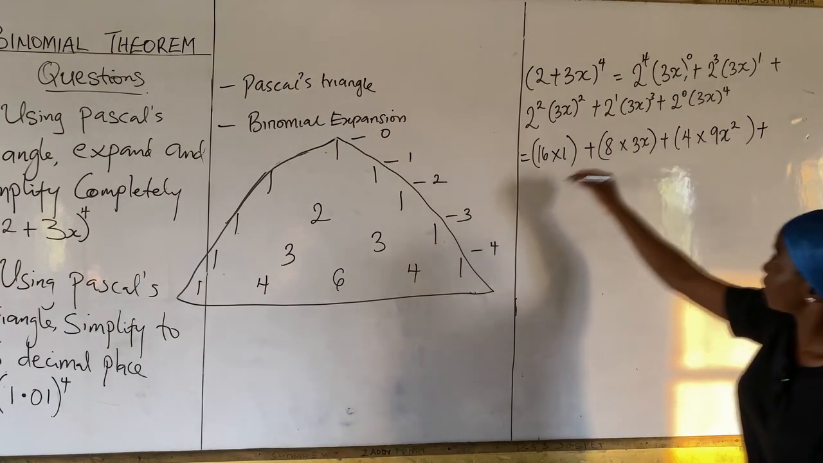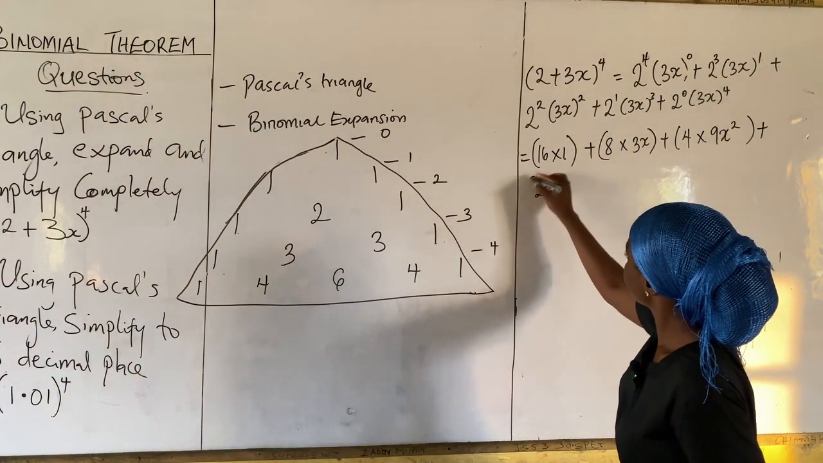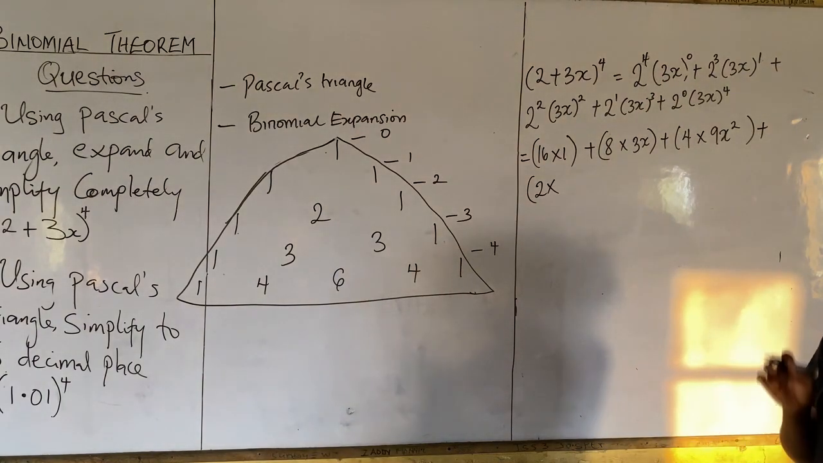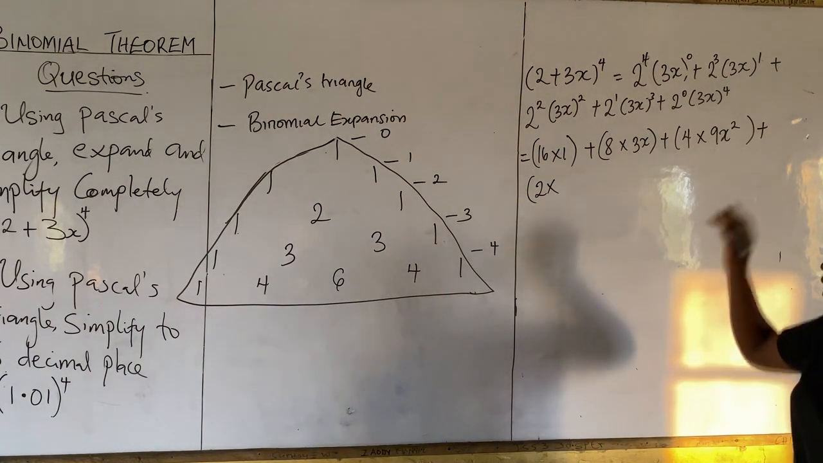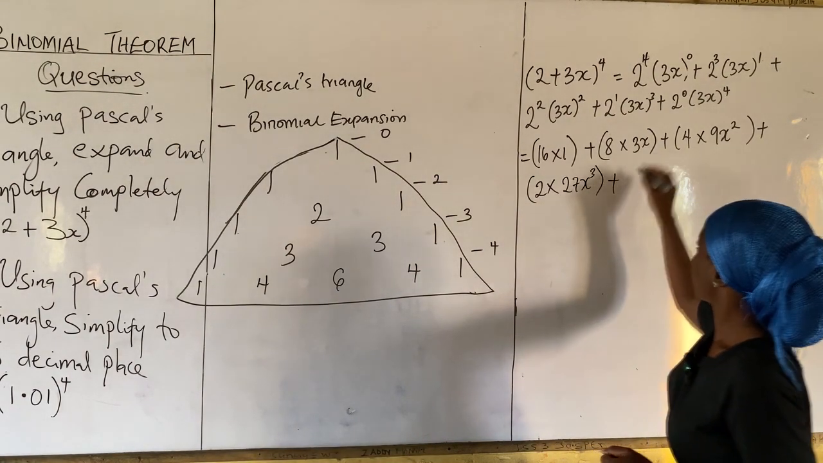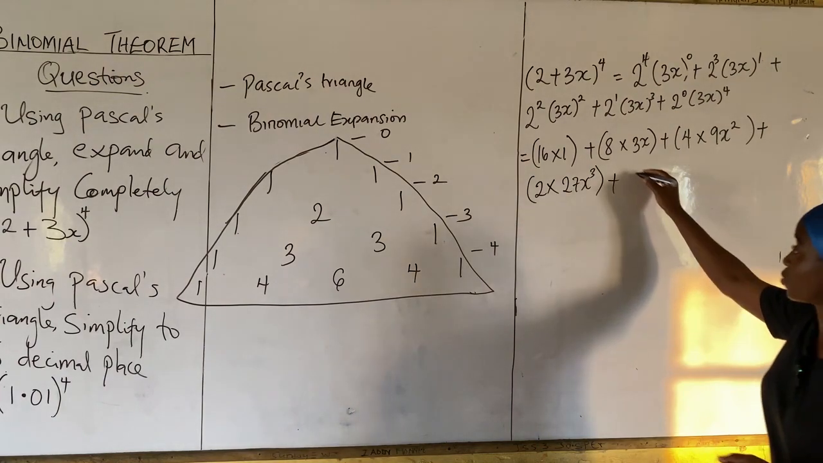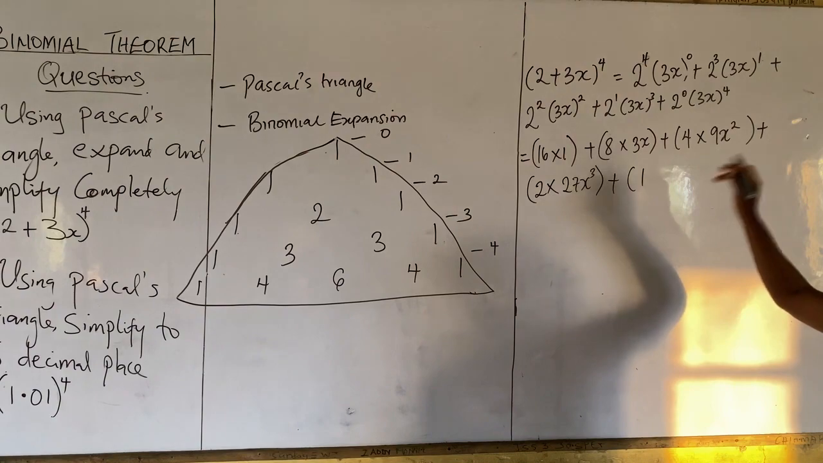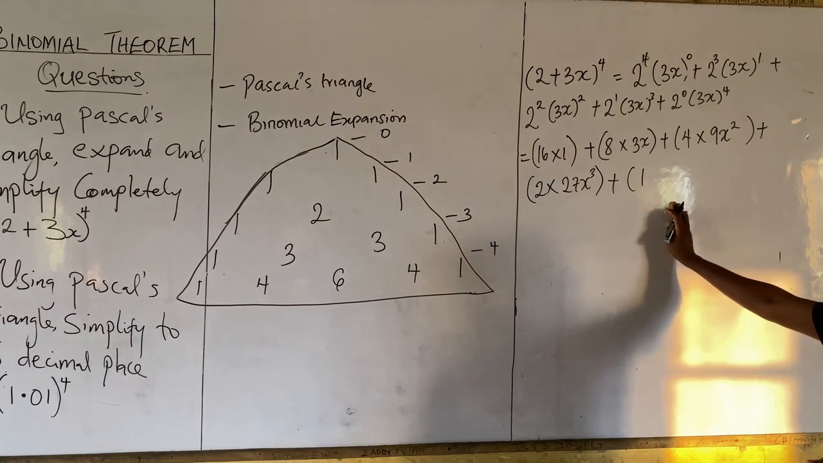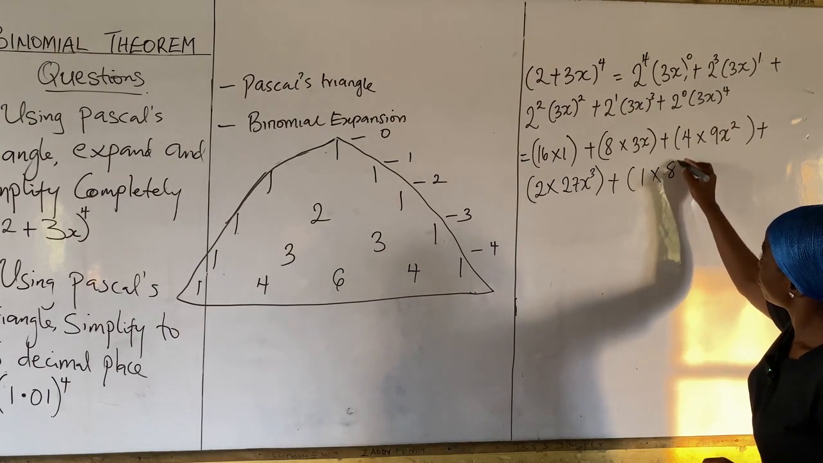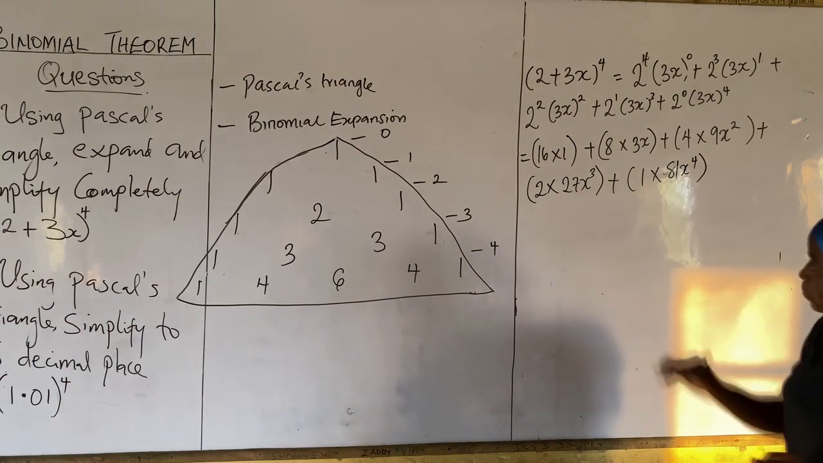Now plus the next one, I'll be having 2 times 3x raised to power 3. So that's 3x times 3x, that's 9x squared. Times 3x, I'll be having 27x raised to power 3. Now plus the next one, 2 raised to power 0, that's 1. Now 3x raised to power 4, that's 3x times 3x, that's 9x squared. Times 3x, that's 27x cubed. Times 3x again, I'll be having 81x raised to power 4.